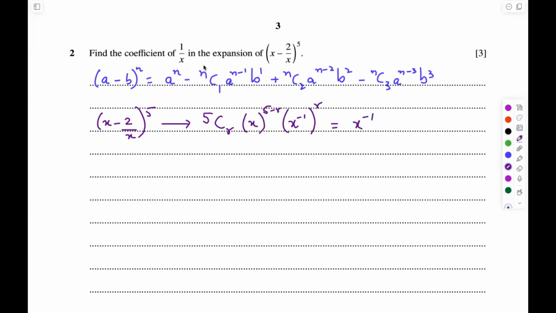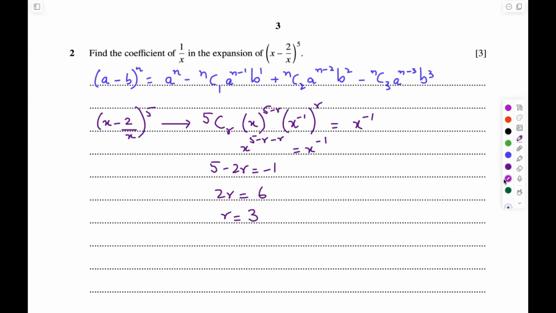Now, as we just have to find the coefficient of 1 upon x, we can compare the powers of x. So this will become x to the power 5 minus r, and this will also be minus r, is equal to x to the power minus 1. Now, comparing the power, this will become 5 minus 2r equals minus 1. 2r will be equal to 5 plus 1, which is equal to 6. So r will be equal to 6 divided by 2, which is equal to 3.